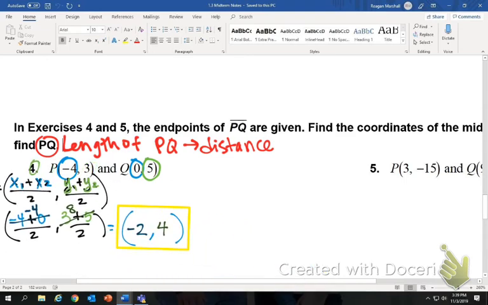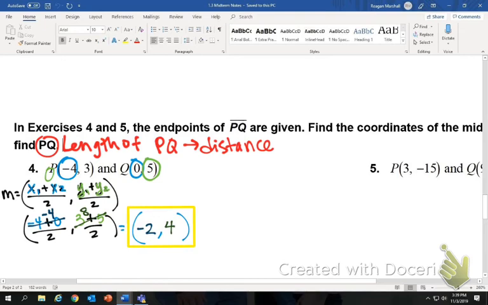To answer the second part, we're going to use the distance formula. So here we're finding the length of PQ. So you'd write PQ.